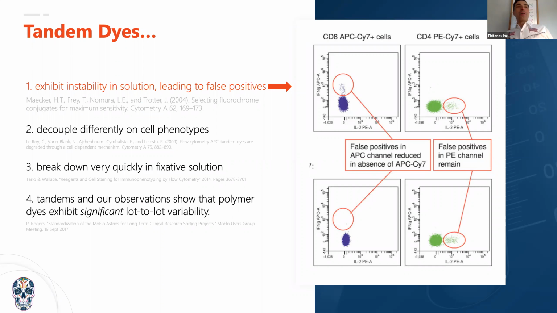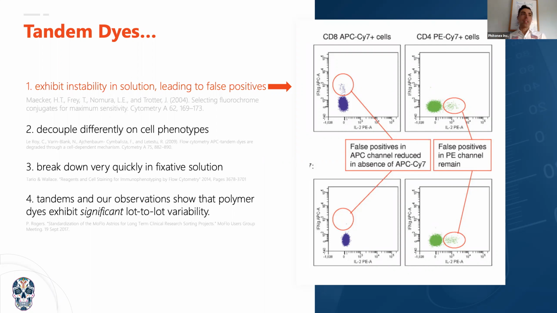So what's up with tandem dyes? Okay, this has been known, but they exhibit instability in solution, leading to false positives, right? This is intracellular, some data from Holden Maker and Joe Trotter. And you can see you get these false positives in, for instance, looking at interferon gamma, only when you have the CD8 APC Cy7 antibody in there, right? And in fact, if you remove that antibody, these false positives go away. And it's because in solution, you're getting the degradation of APC Cy7 into APC, right?